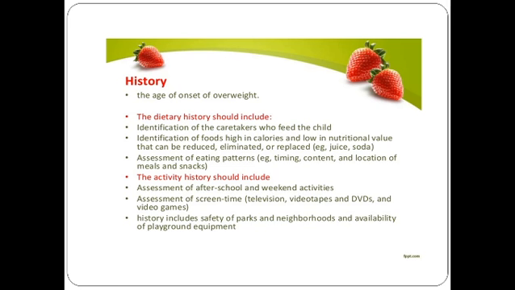Now, what is the history of obesity? The age of onset of overweight. The dietary history should include identification of the caretakers who feed the child, and identification of foods high in calories and low in nutritional value that can be reduced, eliminated or replaced, for example juice and soda. Assessment of eating patterns, that is timing, content and location of meals and snacks.